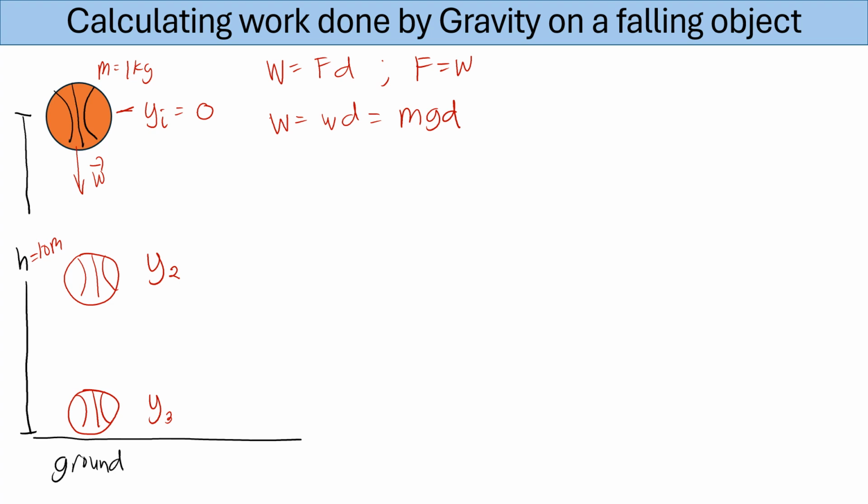This d here is actually our displacement. This is a familiar formula from our potential energy, right? The potential energy is equal to mgh. If we change our d here to the variable h, which is the displacement of the ball from the ground, then we get that the work will be equal to mgh, which is equal to its potential energy.